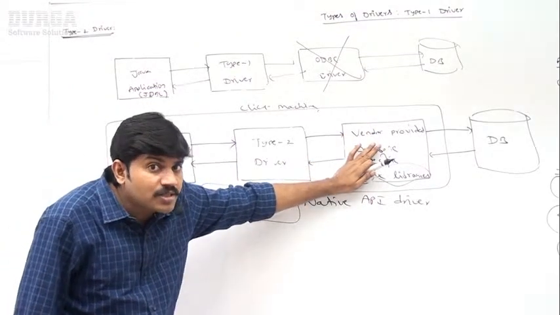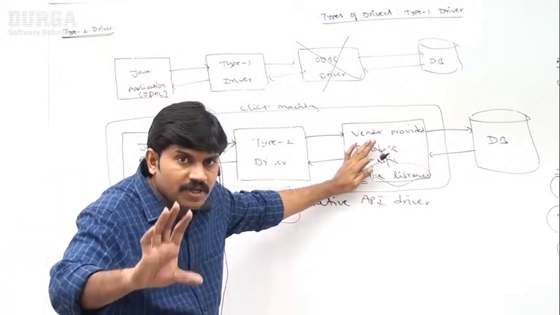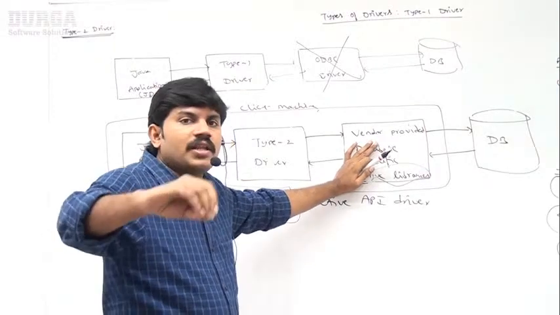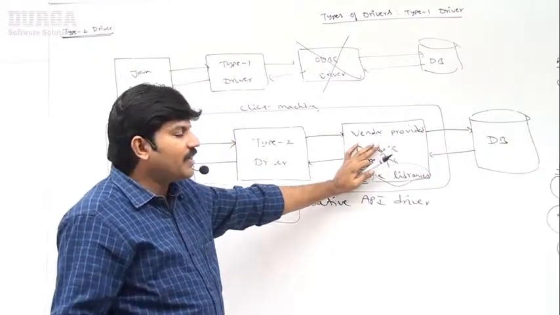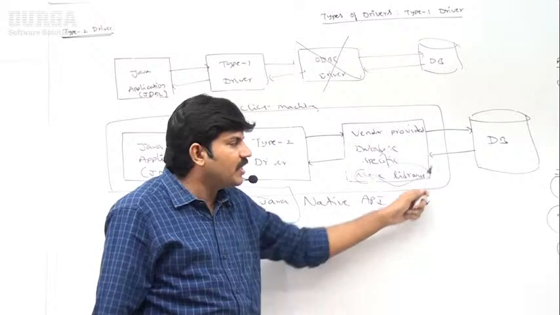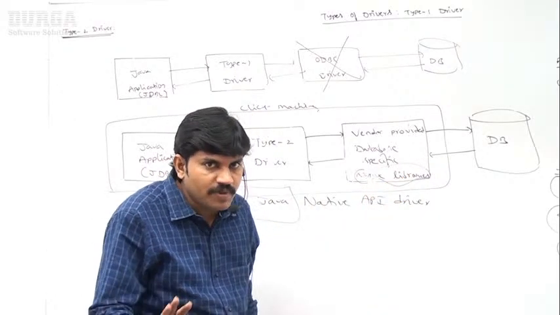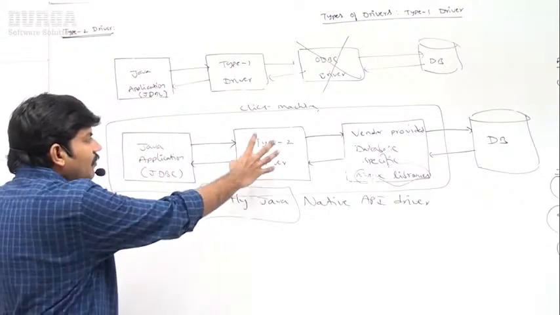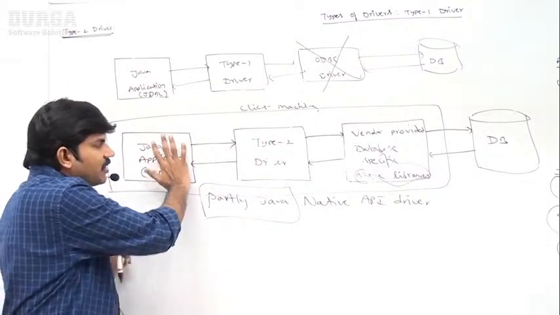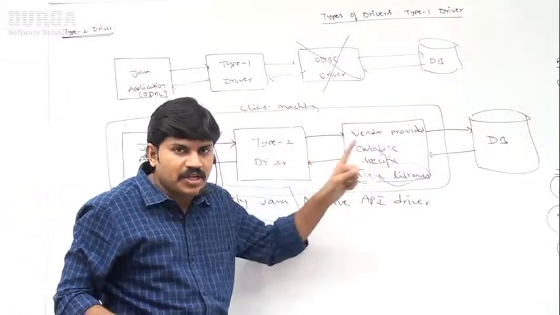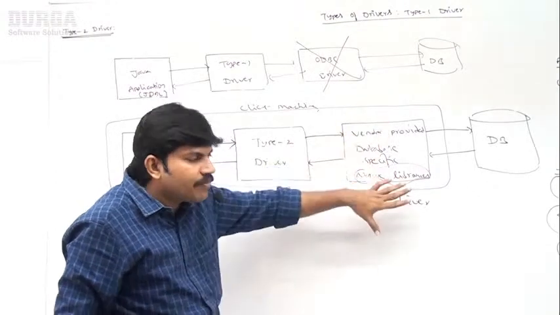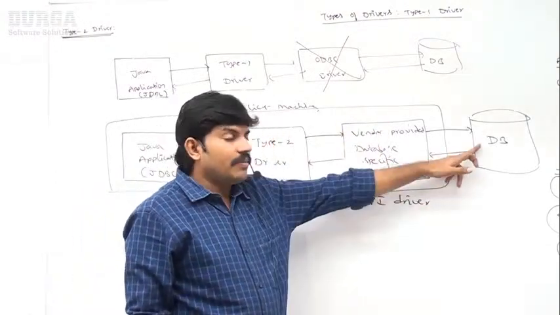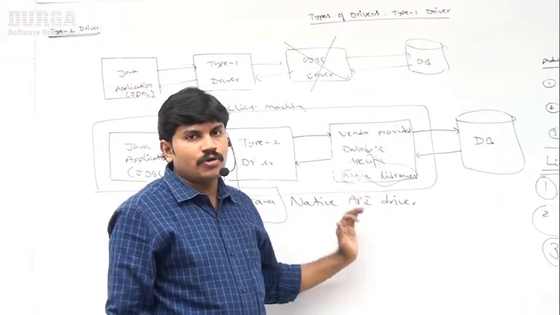Native library calls means what? They are C or C++ functions, the functions which are implemented in non-Java. Who is responsible to provide this? The database vendor is responsible to provide these things, right? Clear? So the type 2 driver converts JDBC calls into database-specific native library calls which can be understood by the database. That's all. This is about the type 2 driver.